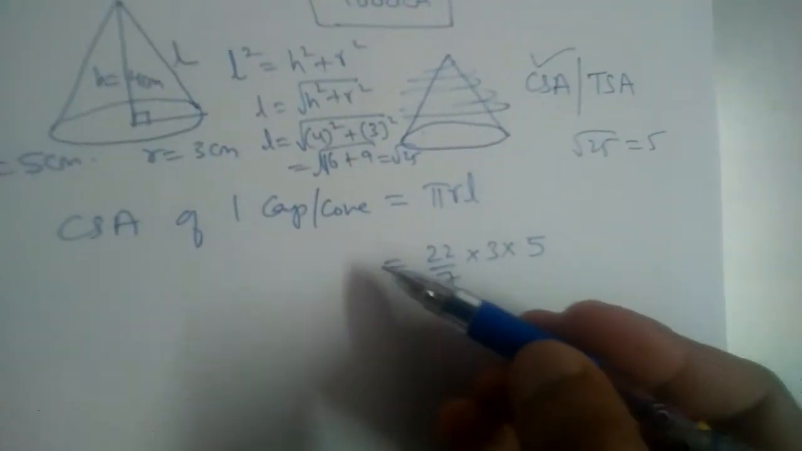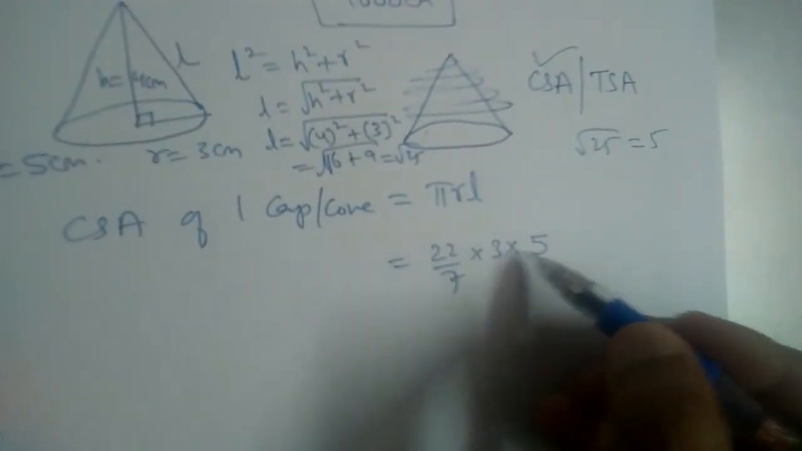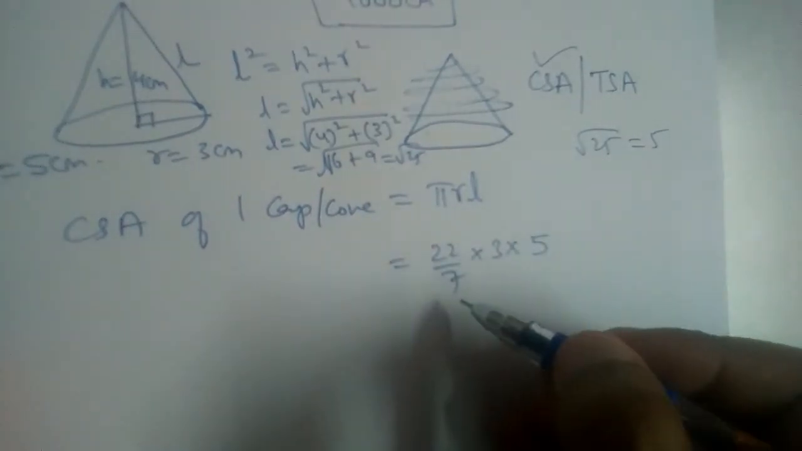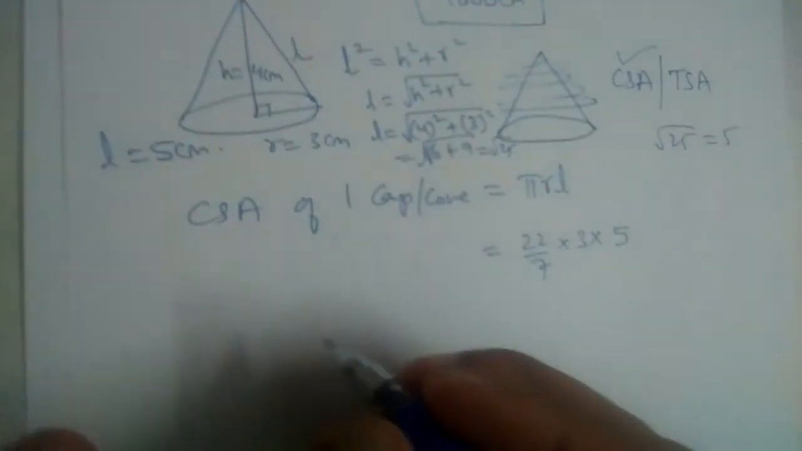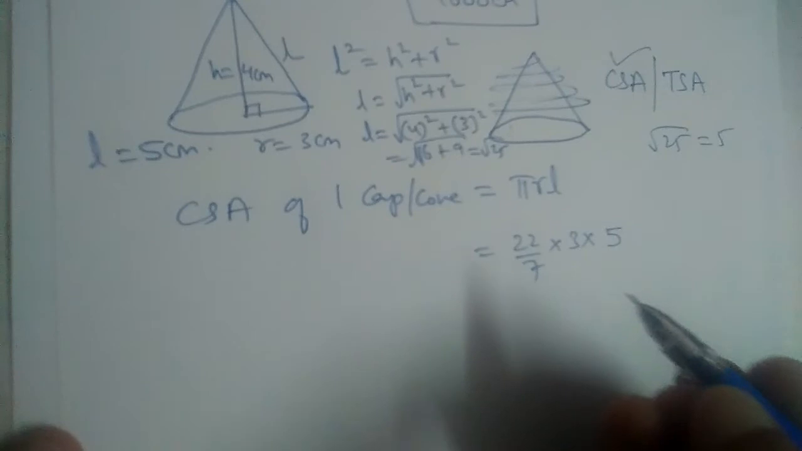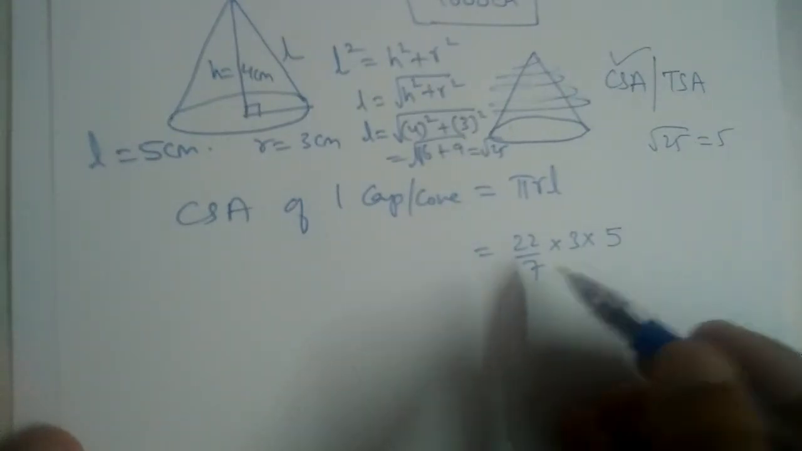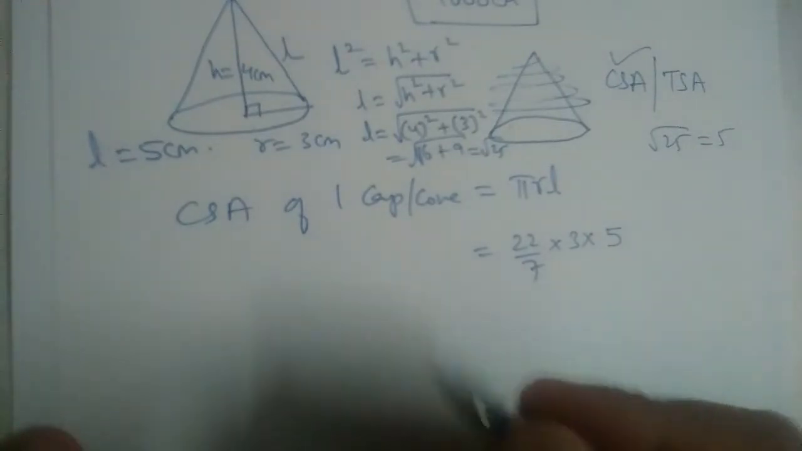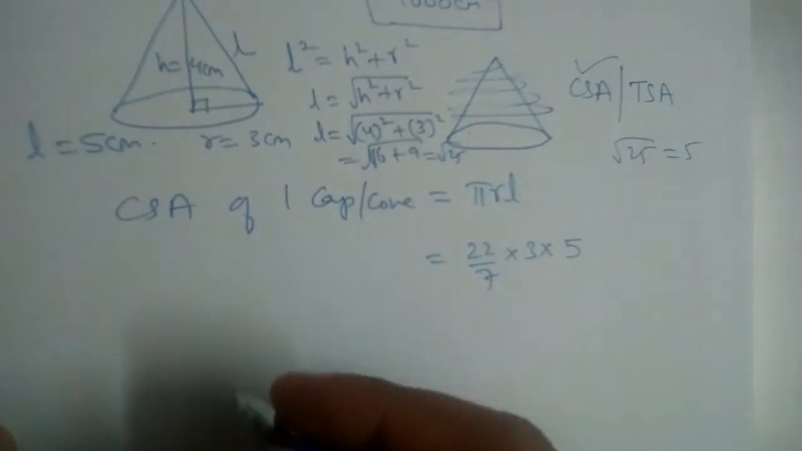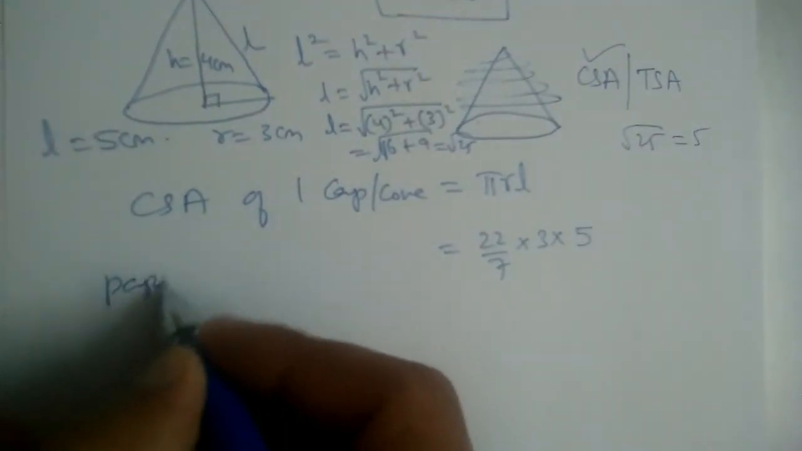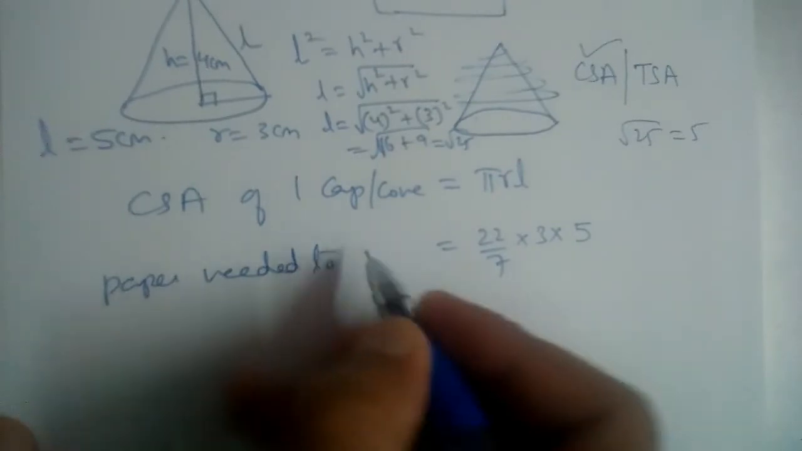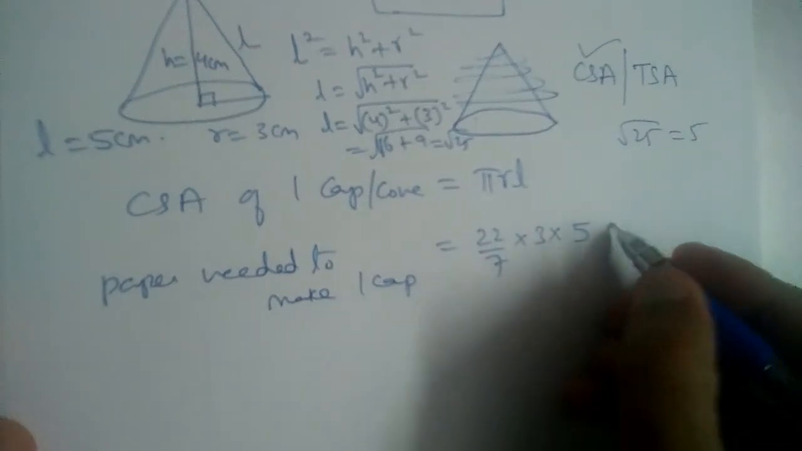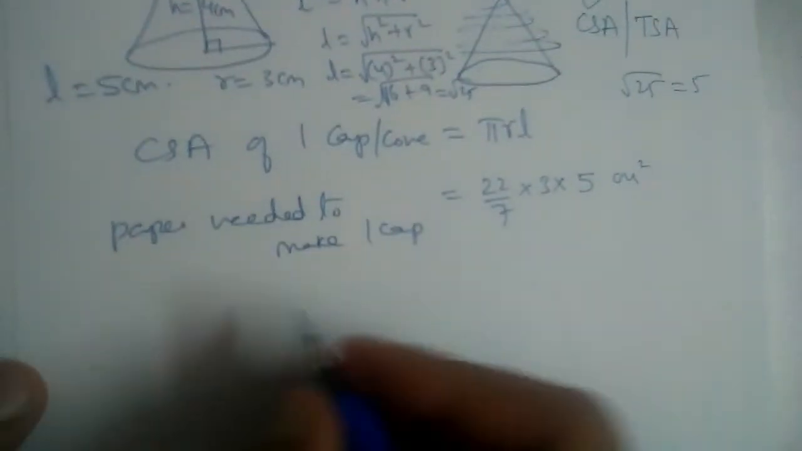See, let us not multiply everything here. 22 into 3 into 5 divided by 7. We will not do every calculation here, because it will be easy for us to simplify or divide or multiply the numbers in the last. We'll see in this problem. This much paper is needed to make one cap, right? So paper needed to make one cap is 22 by 7 into 3 into 5 centimeter square.